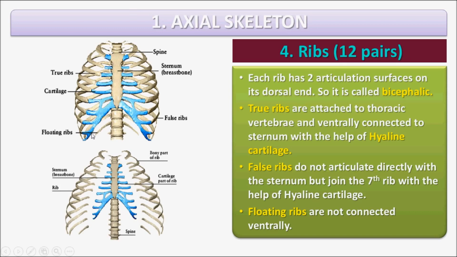And then comes your floating ribs. 11th and 12th are your floating ribs, and they are not connected ventrally. Ventrally, this is the ventral part, and the dorsal part is the backward part. So floating ribs are not connected ventrally with the sternum.